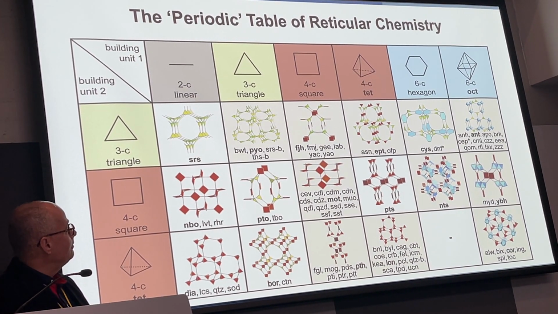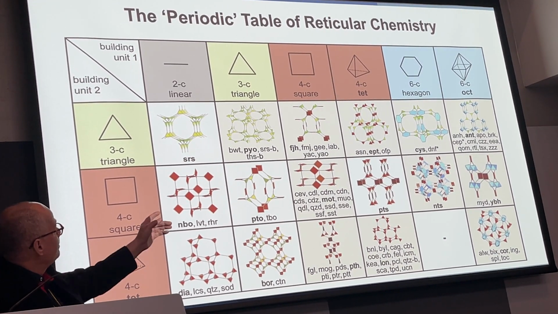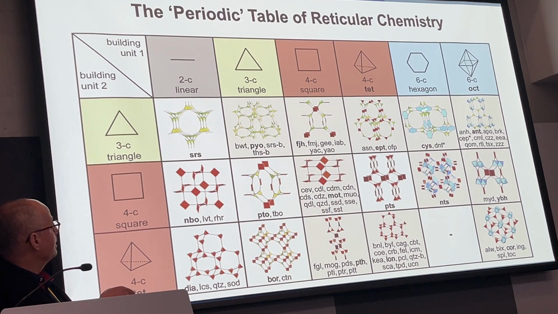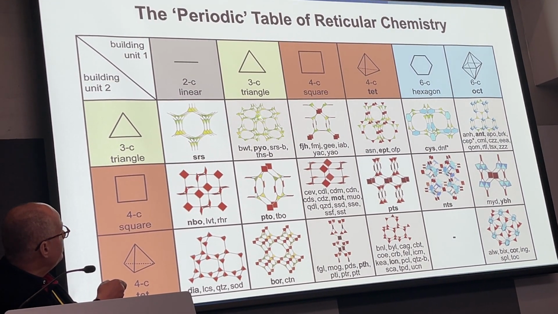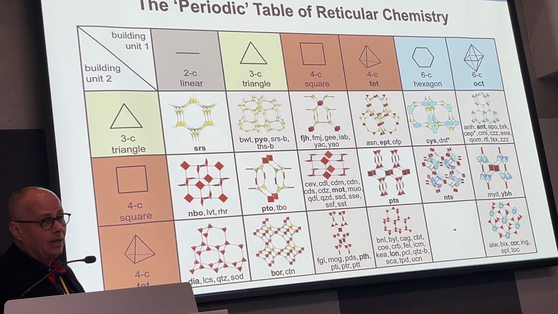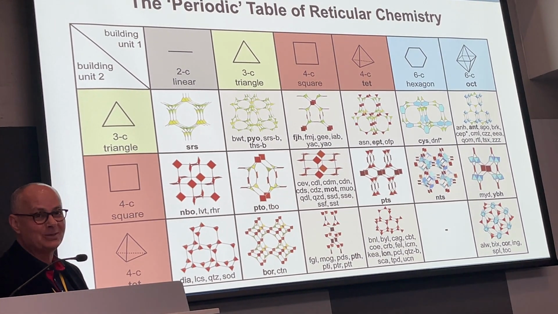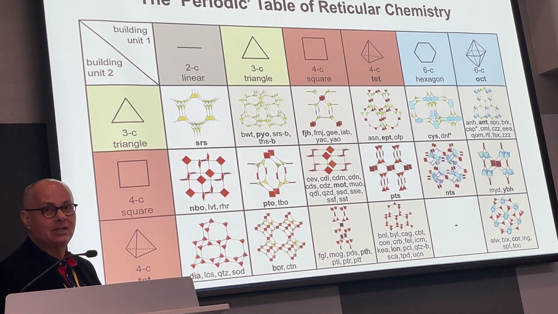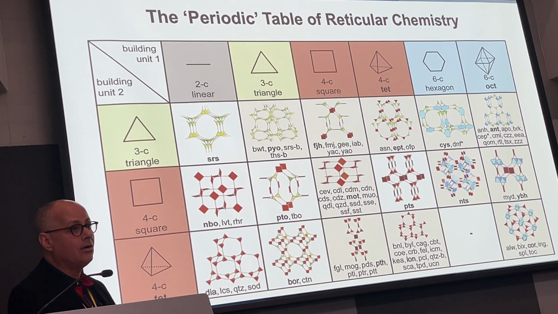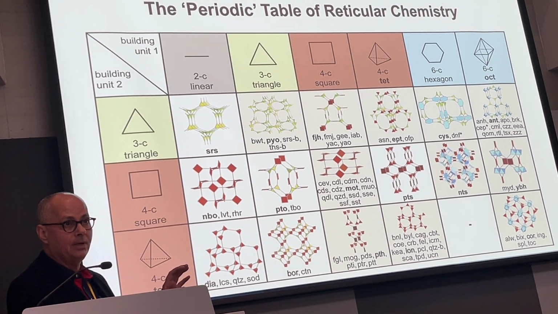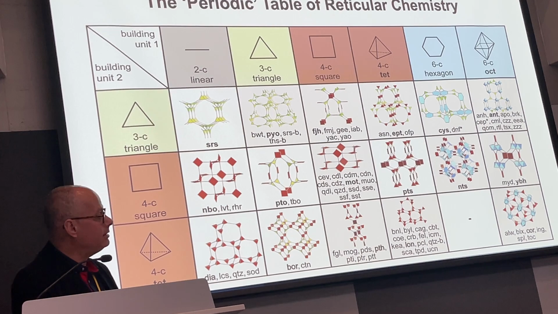trying to figure out what you want to make. And if you do, you can combine shapes on this side with this side, and this table will tell you what you're going to make. And almost 90% of the time, this is correct, which is much better than any other chemistry. And the reason is that these geometric building units do not undergo changes during the assembly process, so you can actually predict how they are going to come together.